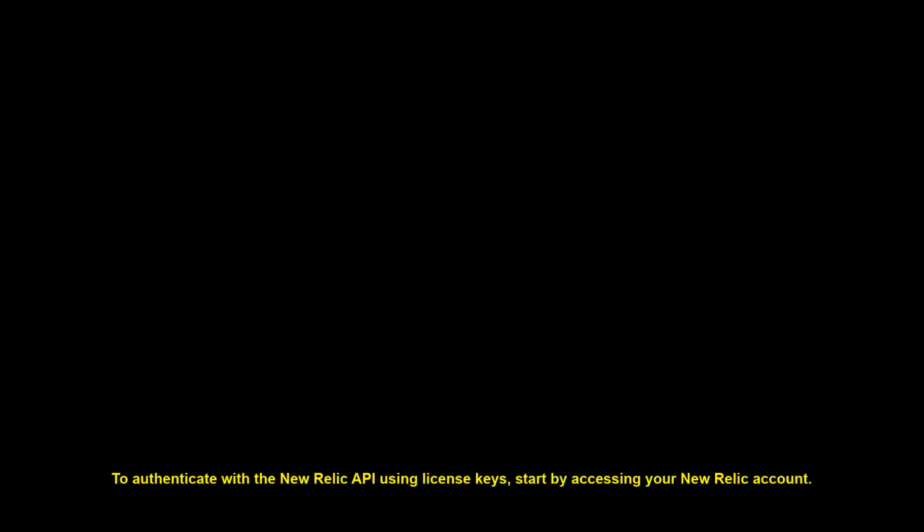To authenticate with the New Relic API using license keys, start by accessing your New Relic account. Log into your account at the New Relic website. Once logged in, navigate to the API keys section. Locate your license key, which is essential for authentication. Copy the license key for later use.